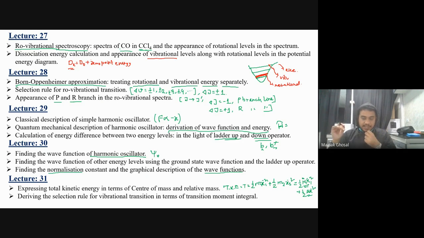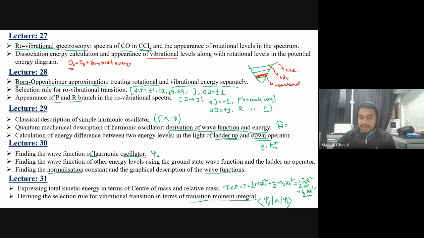And then there was a discussion on how to get the selection rule for vibrational transition. It was shown that to prove the selection rule, you need to consider the transition moment integral. What is the transition moment integral? There is an upper state, there will be mu, and there will be a lower state, psi i and psi f. You have to find whether this value, from psi f to psi i, is non-zero or not.